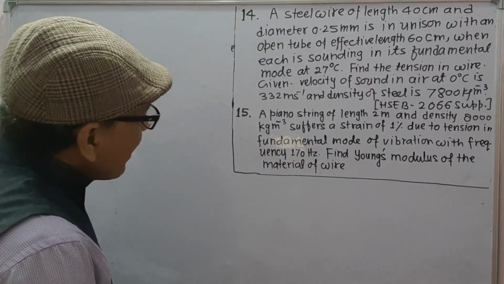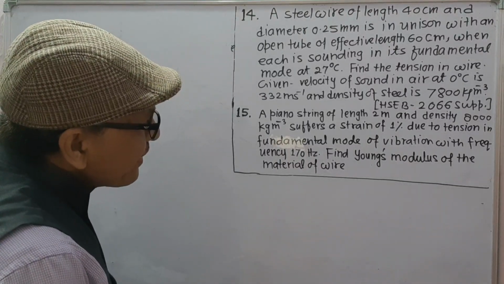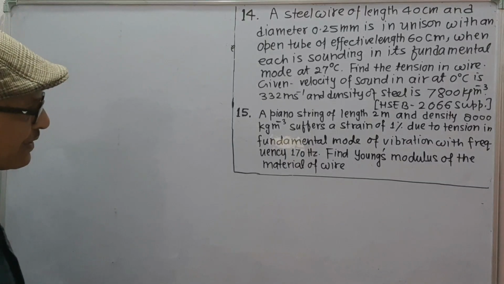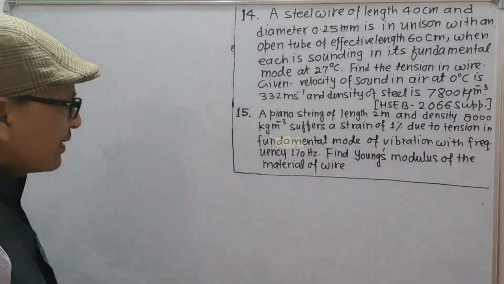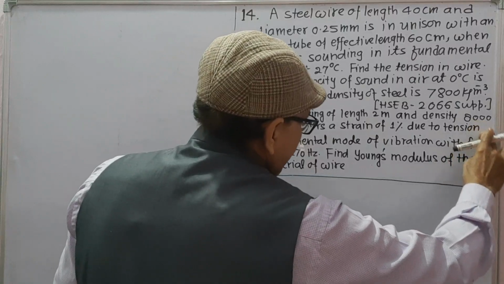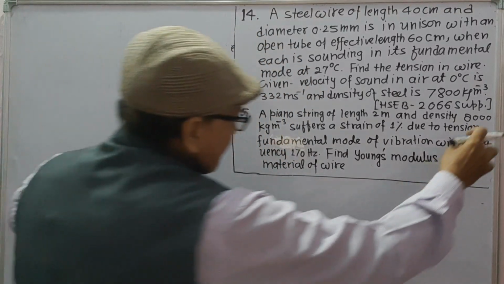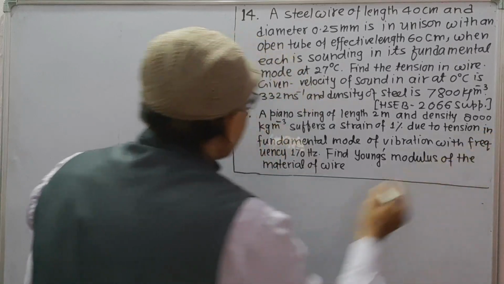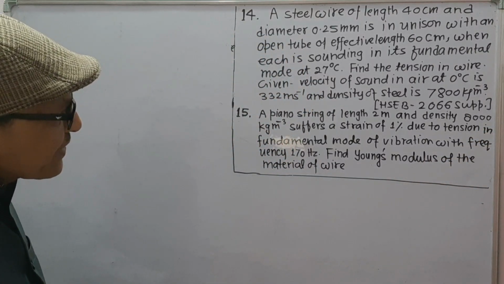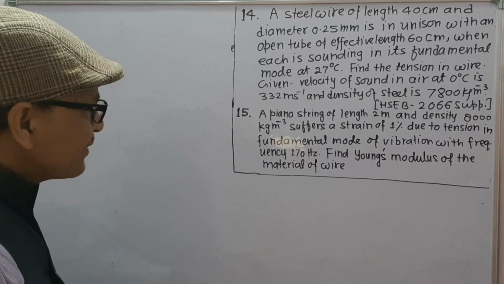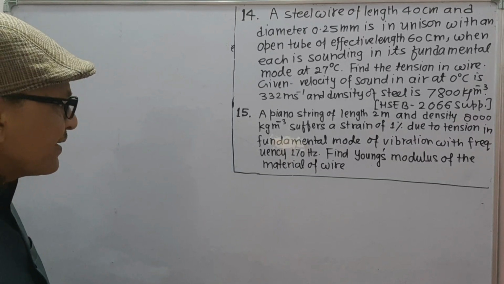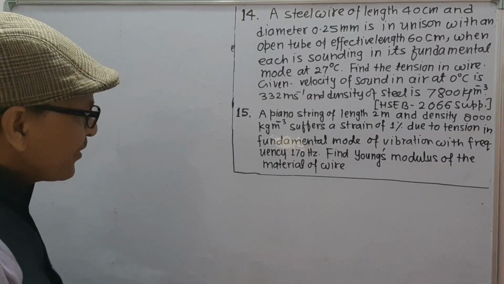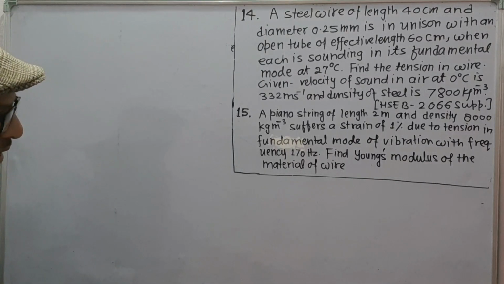Question number 15: a piano string of length 2 meter and density 8000 kg per meter cube suffers a strain of 1% due to tension in fundamental mode of vibration with frequency 170 Hz. Find Young's modulus of the material of the wire.